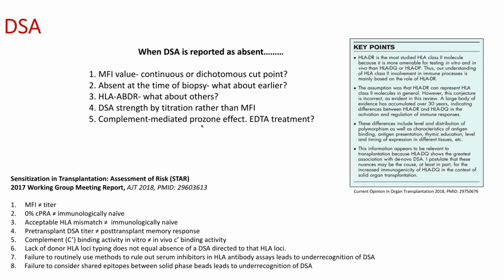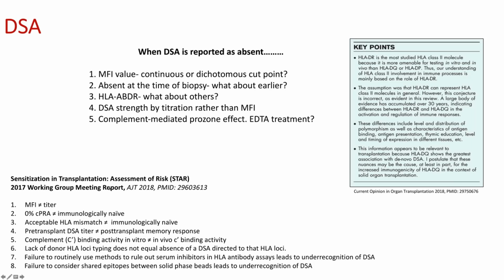preventing the secondary antibodies from binding and lighting up. So this is called a prozone effect, and to prevent this prozone effect, people started routinely using EDTA treatment of the sample. So the moment a DSA is reported as absent, one needs to ask: is there a complement mediated prozone effect? Was the sample treated with EDTA? Now, all these are relevant when we try to find out why the patient has morphological evidence of antibody mediated endothelial injury, but I'm not able to see any antibodies.